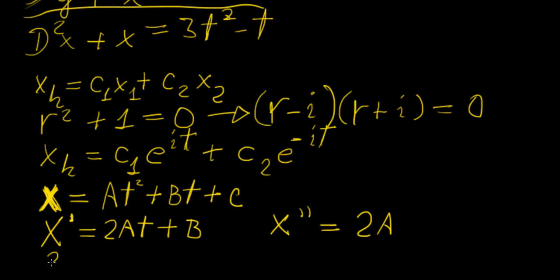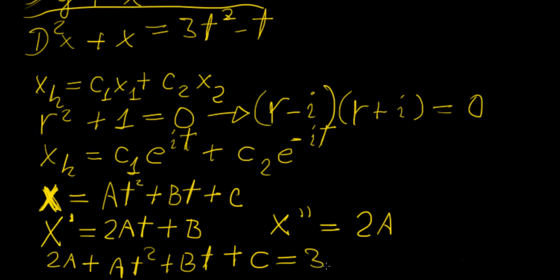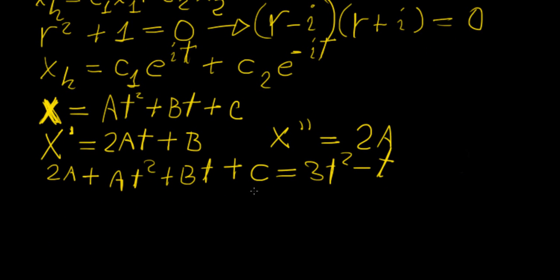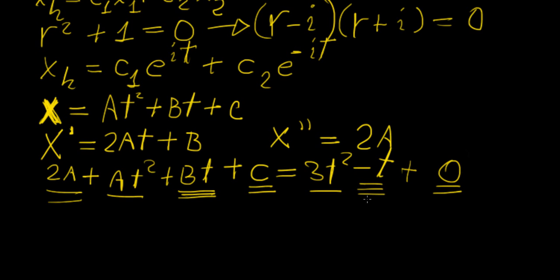So we're going to have what? 2a plus at squared plus bt plus c is going to be equal to 3t squared minus t. And as we have learned before, undetermined coefficients consist of finding the values of those constants by grouping them into terms that correspond to the same power of t. So in this case, we have this term and that term. They should be grouped together. a and c should be equal to some constant. So in this case, the constant is 0. And finally, bt is going to correspond to this particular one here.